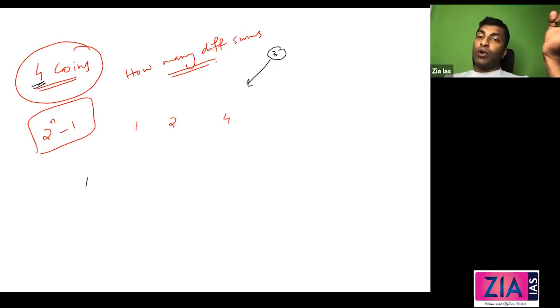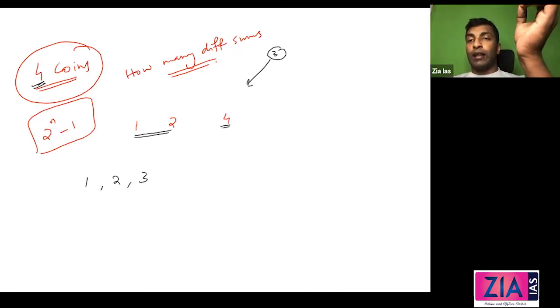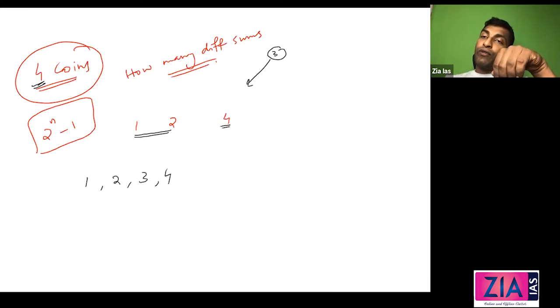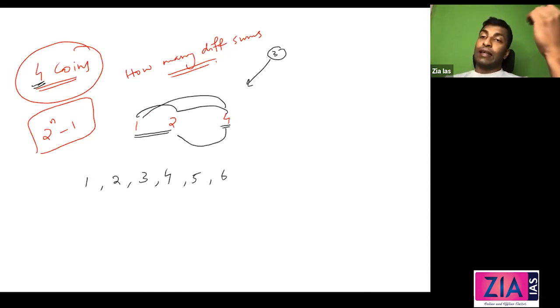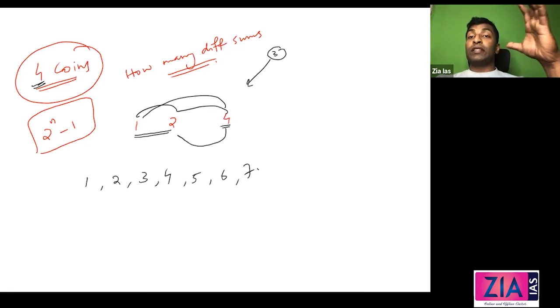So if I select 1 coin, I can go with 1. Then 2 I can select. Can I give 3? Yeah, by selecting this 2, I can give 3. By only this coin 4, I can give 4. How can I give 5? 4 plus 1, I can give 5. 6, 4 plus 2, I can give 6. 4 plus 2 plus 1, by selecting 3, I can give 7. So how many sums I can give? 7 different sums I can give.